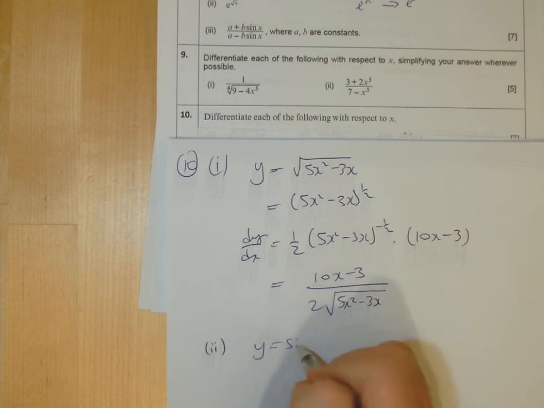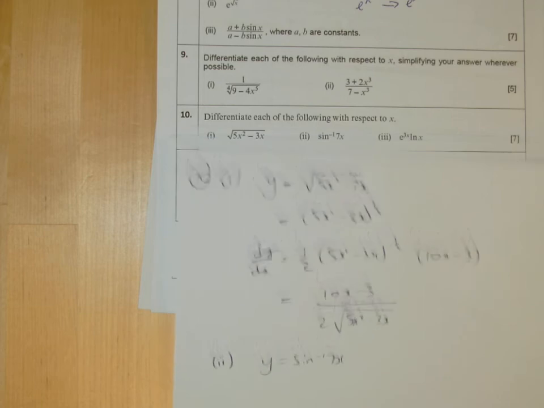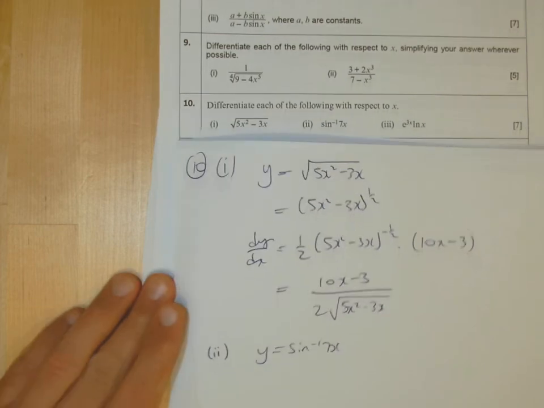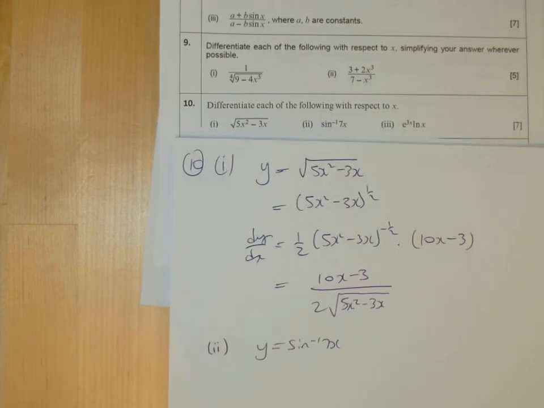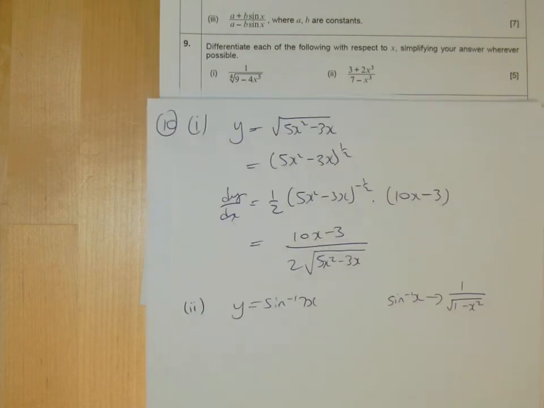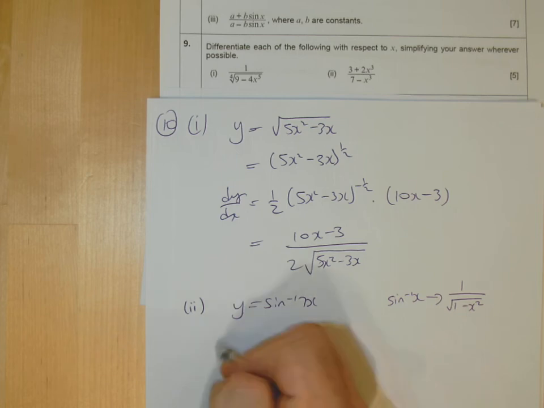Now, part two. Okay, you've got here y equals sine to the minus 1, 7x, right? Now you can use the formula in the formula booklet to do this, right? If you go to the formula booklet on the differentiation page, it's got sine to the minus 1 of x as the function, and then its derivative is this. Okay, that's basically what you get in the formula booklet. So we can use this then to our advantage here, dy dx, okay?